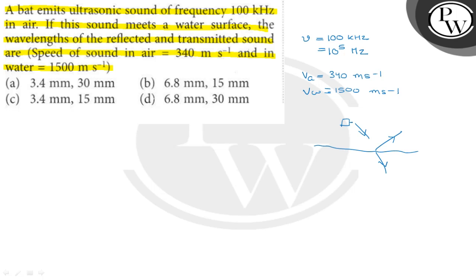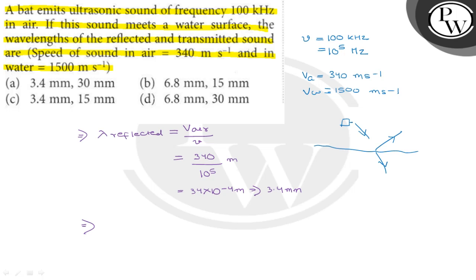and the wavelength of the reflected wave, so we can write out the wavelength of the reflected sound wave will be what? It would be simply equal to the speed of sound in air, that is v air, divided by the frequency nu, right? So speed of sound in air is given to be equal to 340 meters per second, and we have the frequency of the ultrasonic sound wave to be equal to 10 to the power 5 hertz. So this is in meters, so we have this to be equal to 34 into 10 to the power minus 4 meter, or this is equal to 3.4 millimeter.